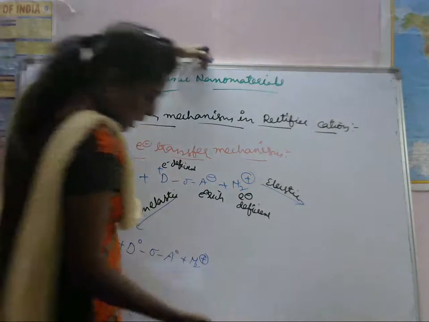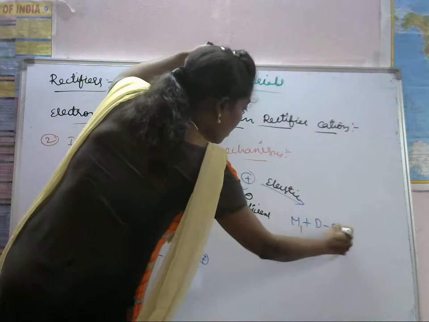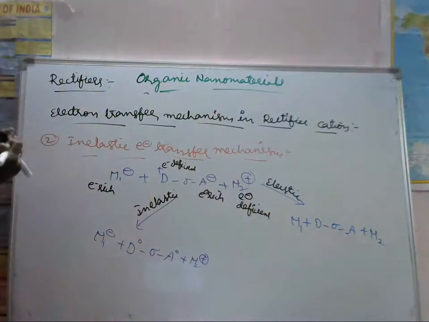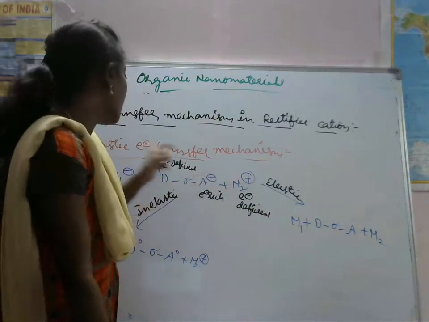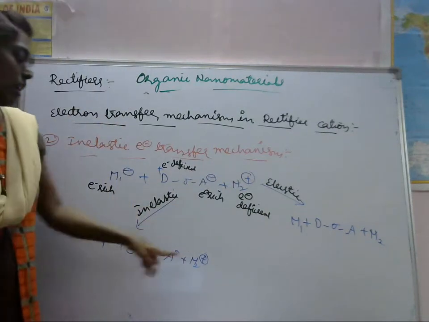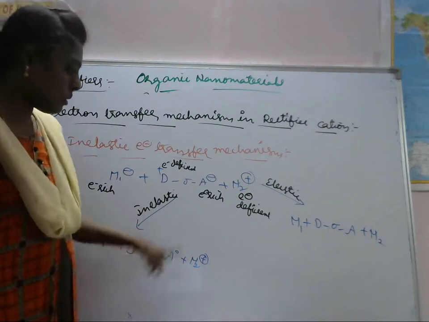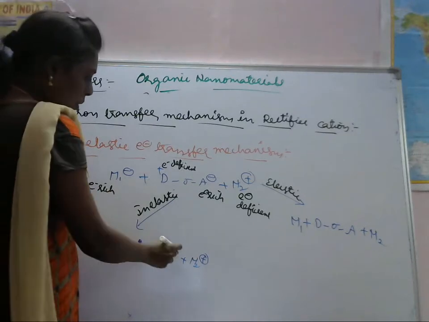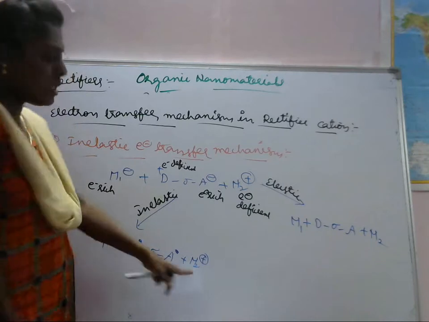Let's see the elastic one. Here there are no charges: D sigma A plus M2. If there are no charges, then it is called the elastic electron transfer mechanism. But here one will get the positive and one will get the negative, and D has one radical and A has one radical. So one electron is present, but here it has a lone pair, and it has a vacant orbital.